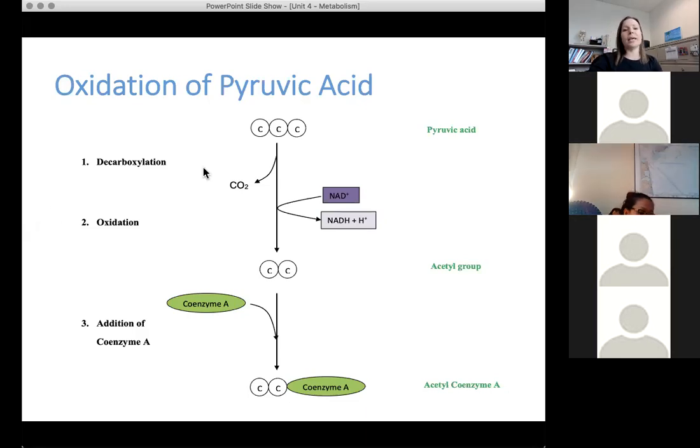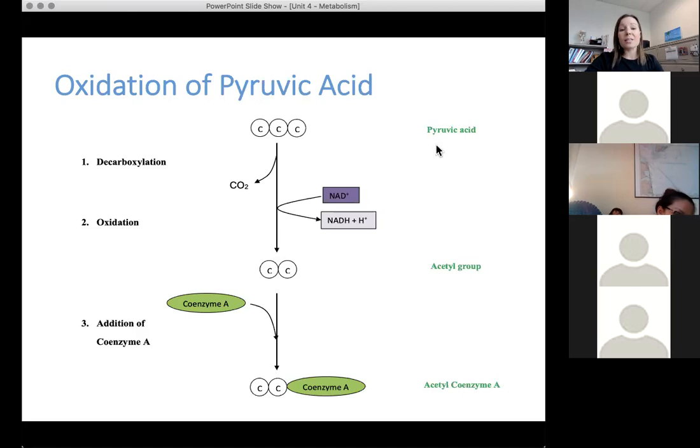So in this one, you're taking, remember, after glycolysis, you ended up with 2 molecules of pyruvic acid. So this is showing you one of them, but keep in mind that this is going to happen to both of them. So each pyruvic acid molecule, which looks like this, is going to undergo these 3 reactions. It's going to undergo decarboxylation, which remember is removal of carbon dioxide. It's going to get oxidized, which means that you're taking away electrons and hydrogen ions and energy from it.